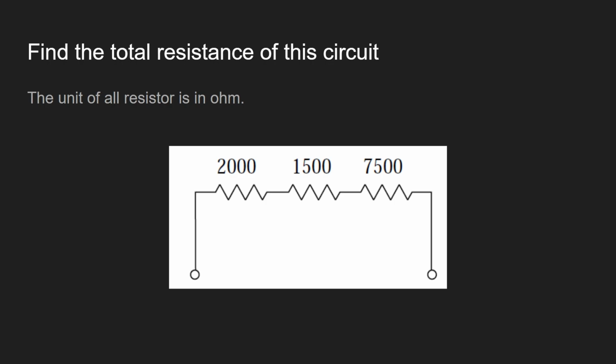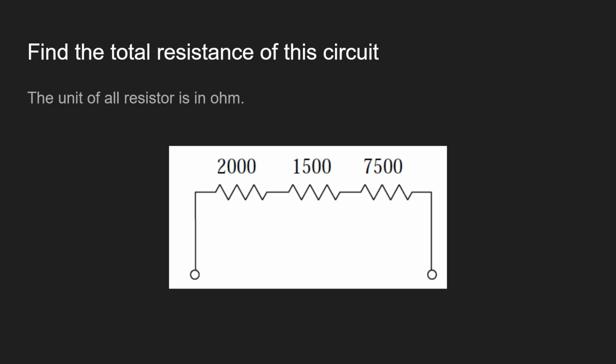Okay, we have 3 resistors here: 2K, 1.5K, and the last one is 7.5K. So what is the resulting resistance? Just add the numbers up. 2,000 plus 1,500, which is 3,500, right? So this part, you can change the circuit into this one.